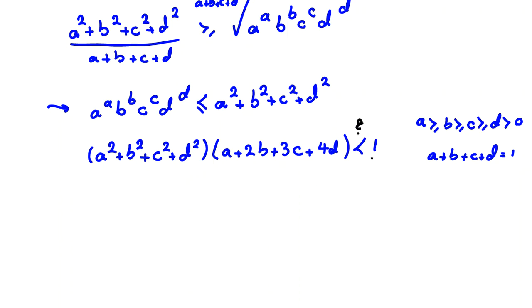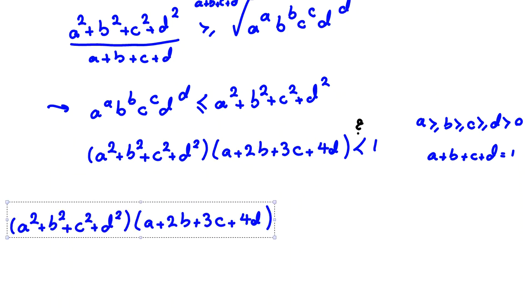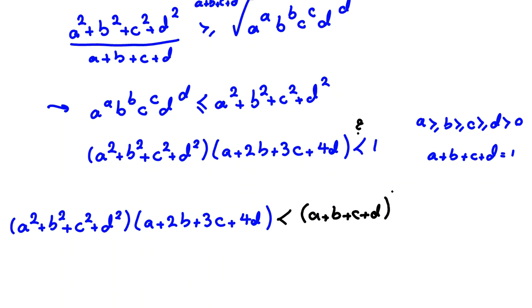Okay, so here I want to prove this. I use homogenization. We know a plus b plus c plus d is 1. I want to raise to the same power. I consider this part: the degree is 2 plus 1, which is 3. So I want to reach degree 3. So I add a plus b plus c plus d to the power of 3. I want to prove this.